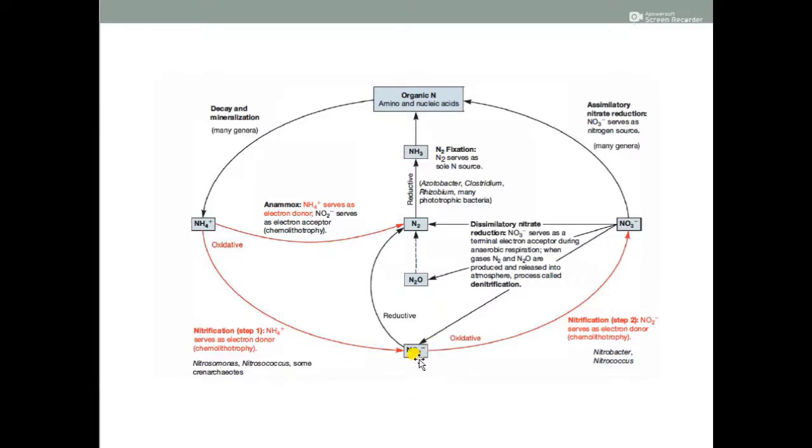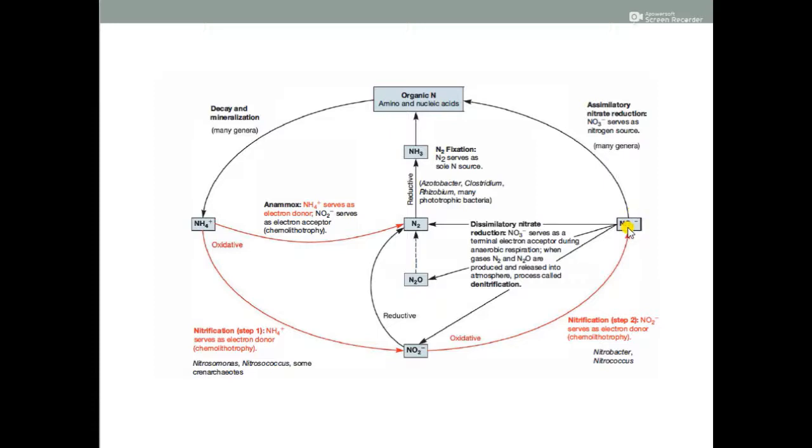And after that, this nitrite can be converted into nitrate. During this step, the nitrite again serves as an electron donor, and various other bacteria such as Nitrobacter and Nitrococcus will convert it into nitrate. And once nitrate is being utilized in the soil, what happens?